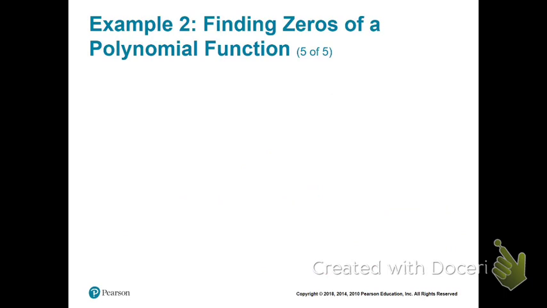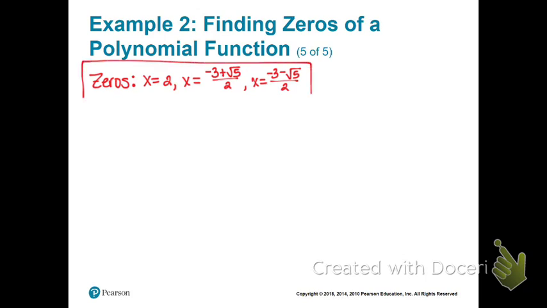Alright, so for our solution, we were looking for the zeros. How many was I supposed to have? How do you know you're supposed to have 3? Because there was an x cubed as the largest exponent, right? Alright, so we said x equals 2 was one of them. What was another one? Negative 3 plus the square root of 5 over 2. And what was the last one? Negative 3 minus the square root of 5 all over 2. And so there are our solutions.